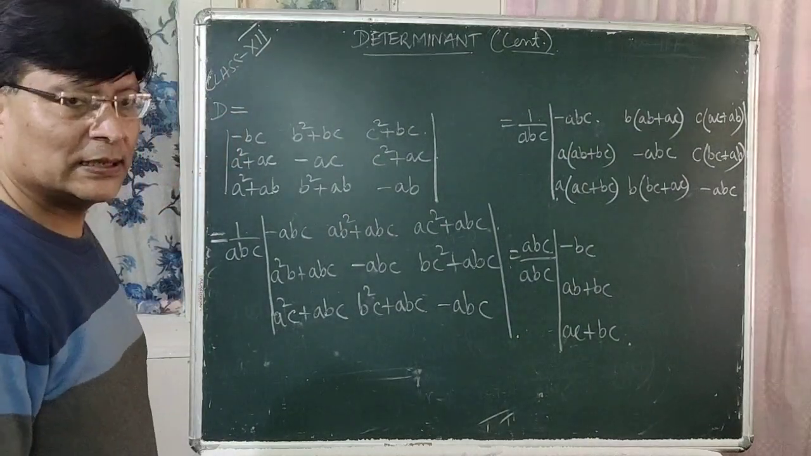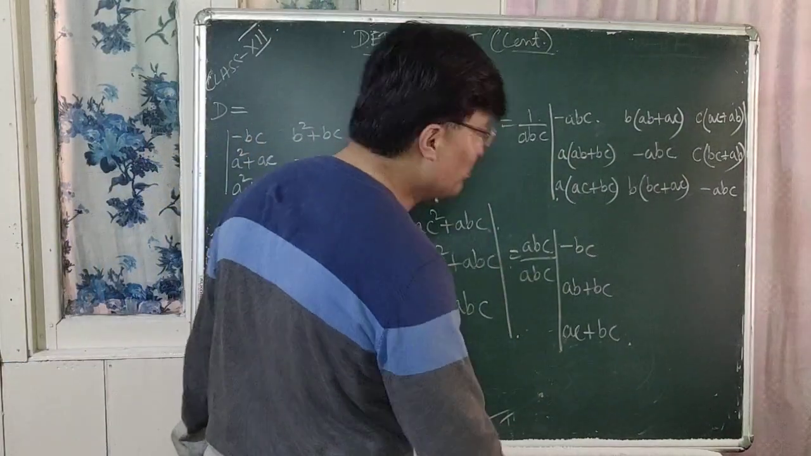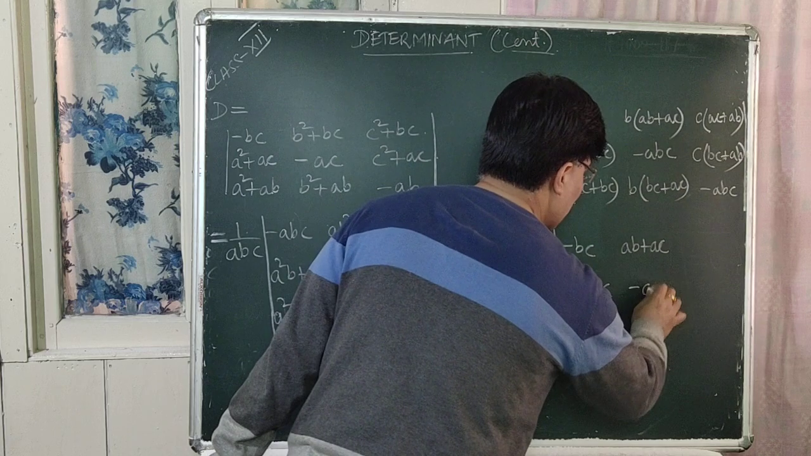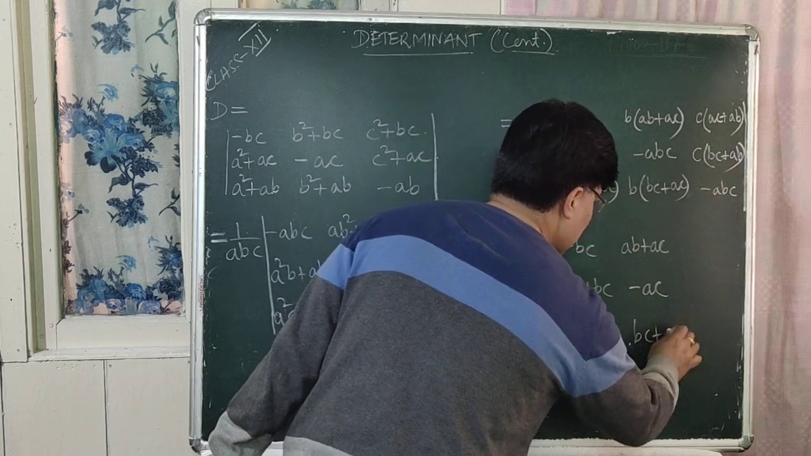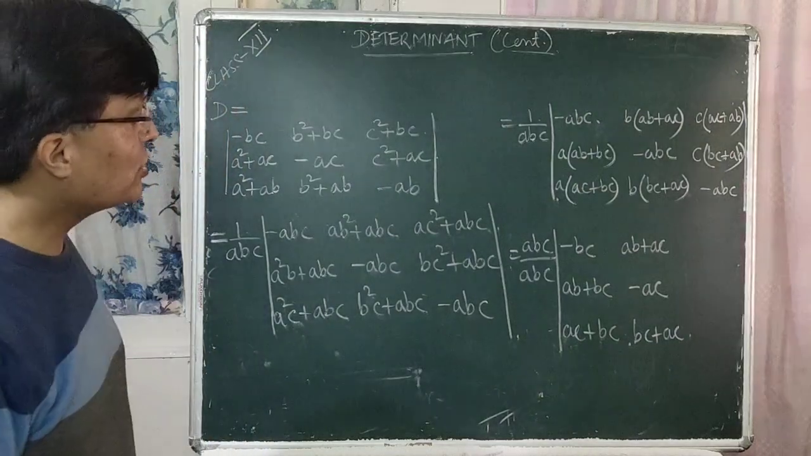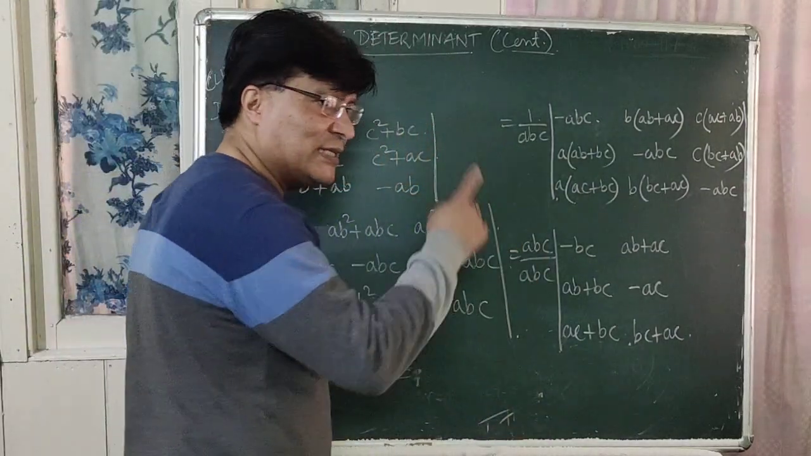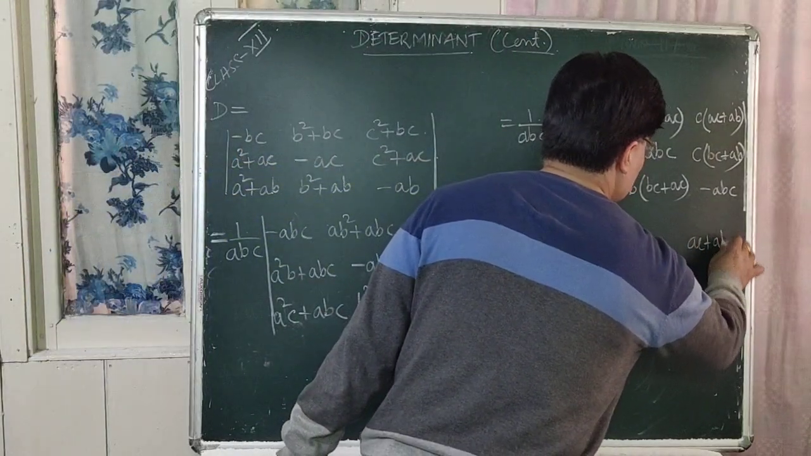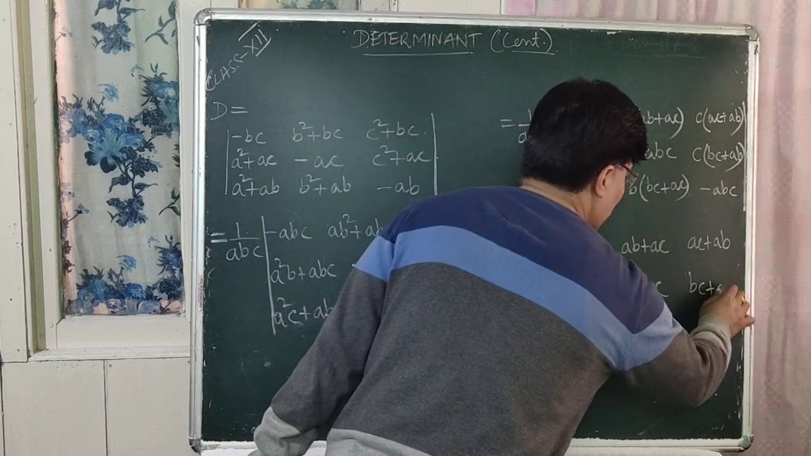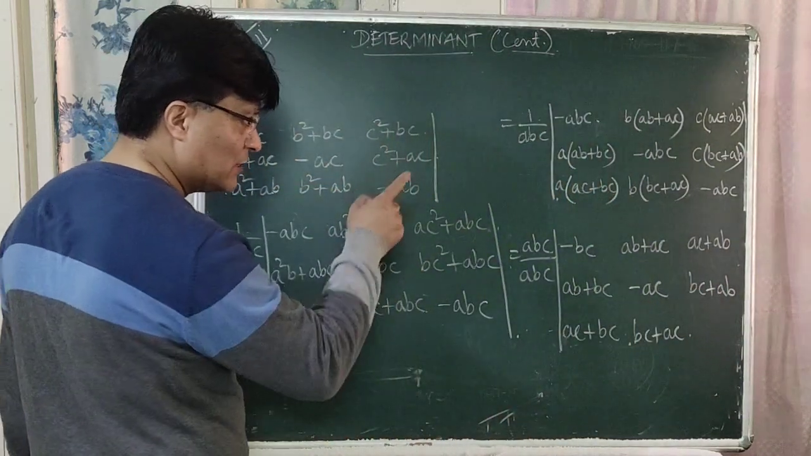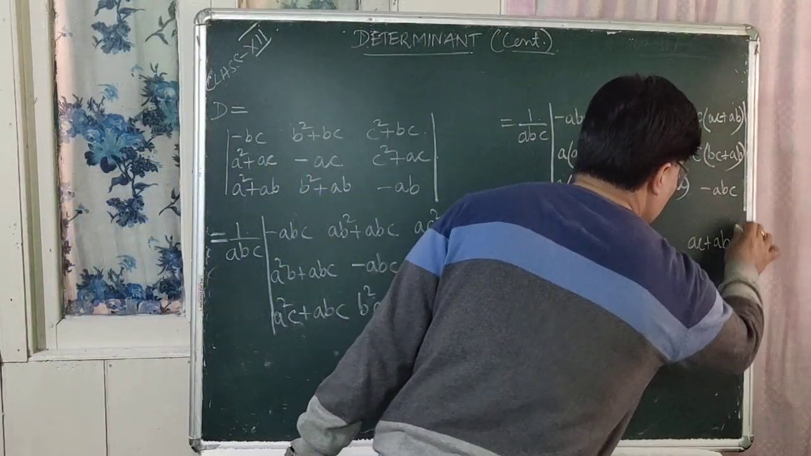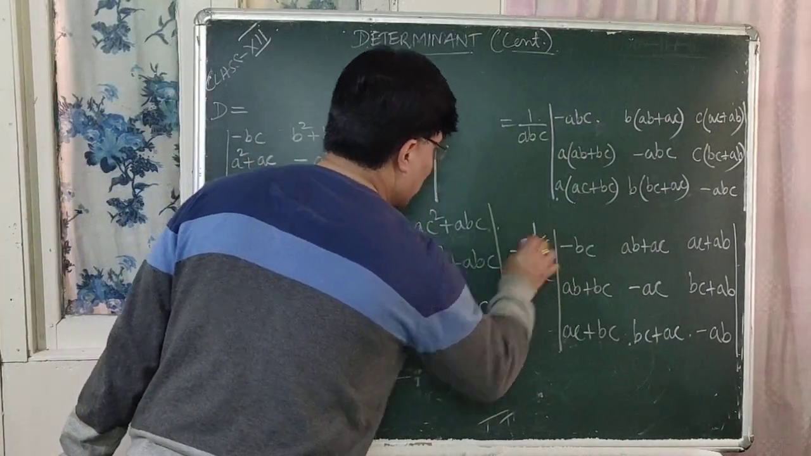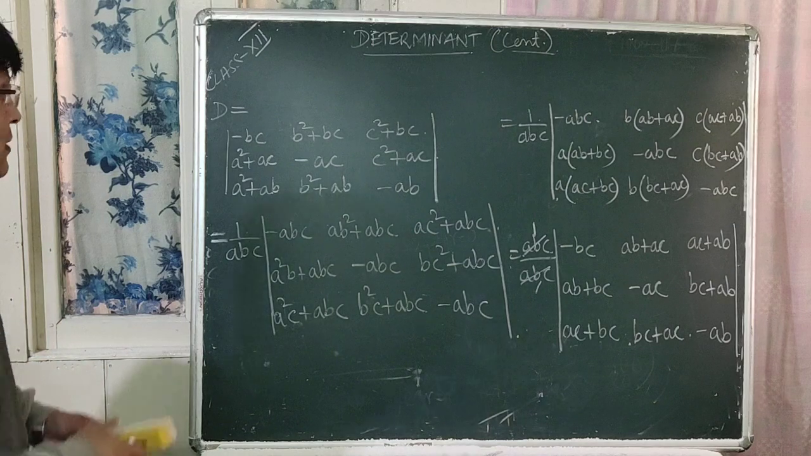Is that correct? Okay. Next, from the second column, B is taken common. AB plus AC, B is taken common minus AC, B is taken common, BC plus AC. Is that right? Next, what is the third column here? C is taken common from the third column, isn't it? So it is AC plus AB. Next, BC plus AB. Next, C is taken common here, so it is minus AB. So here the determinant sign is closed. And you can cancel this ABC by ABC, that is 1. Okay?